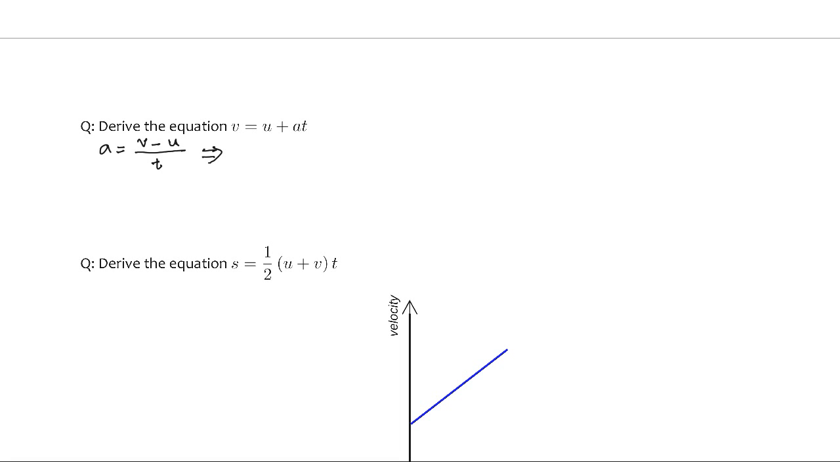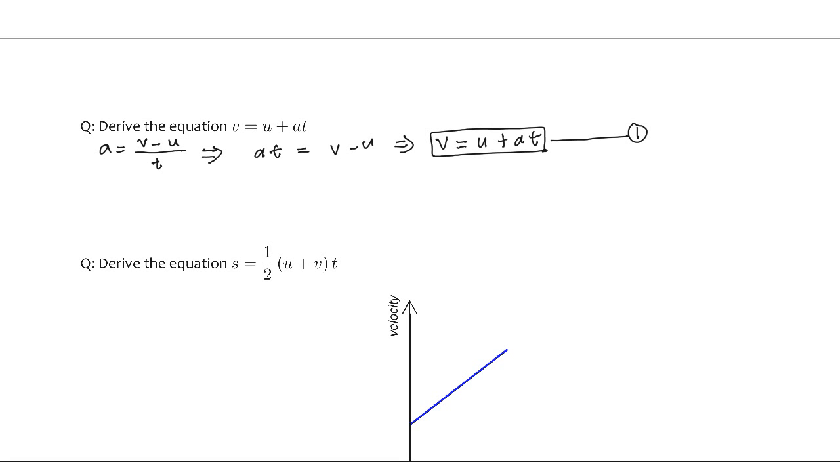So we get AT is equal to V minus U. So I can again rearrange this to make V the subject. So that will be V is equal to U plus AT, which is exactly what we wanted. So I'll call this equation number 1.